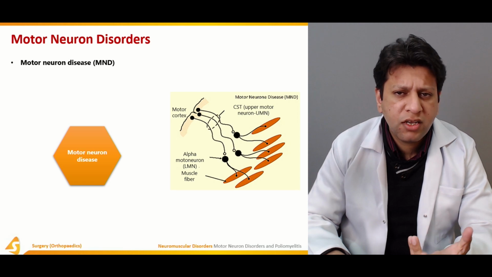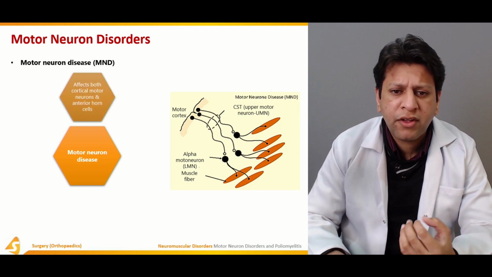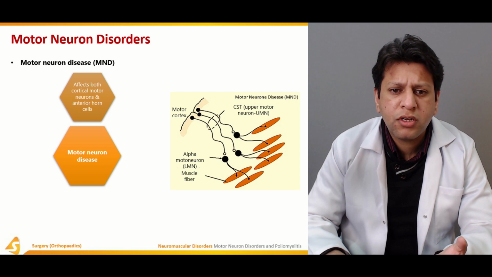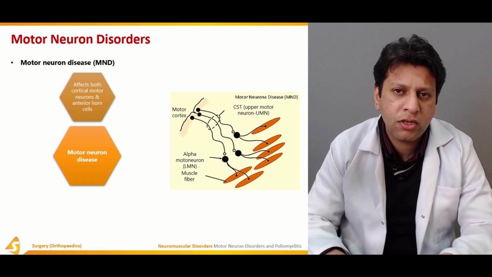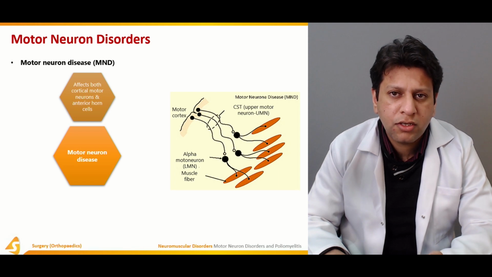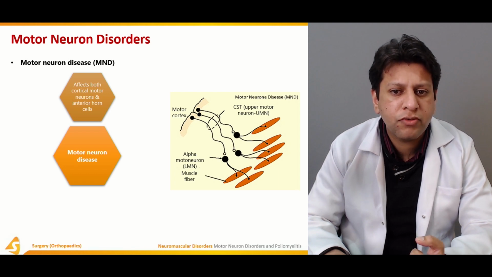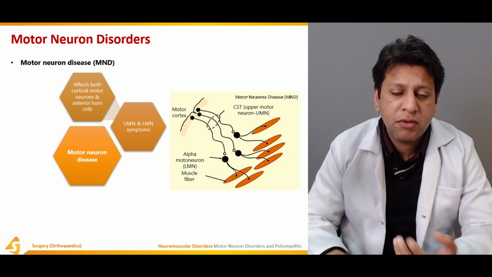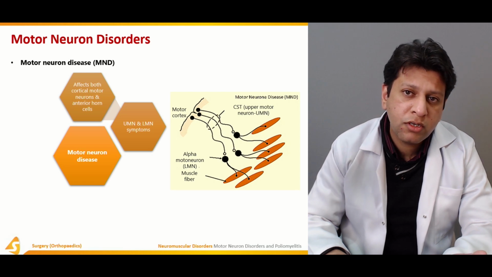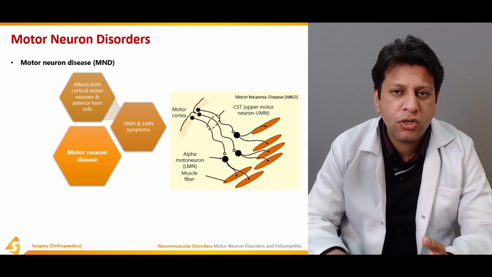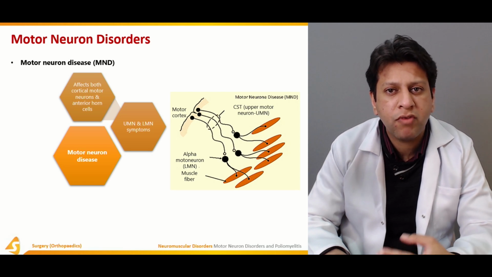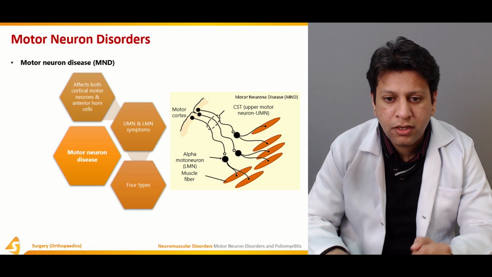So, what are the signs and symptoms? It can affect both the cortical motor neurons and anterior horn cells. As the corticospinal tract descends, it synapses on the anterior horn cells of the spinal cord. This way it may present as an upper motor neuron lesion leading to hypertonia, spasticity, or a lower motor neuron lesion leading to hypotonia, hyperreflexia, and flaccidity.